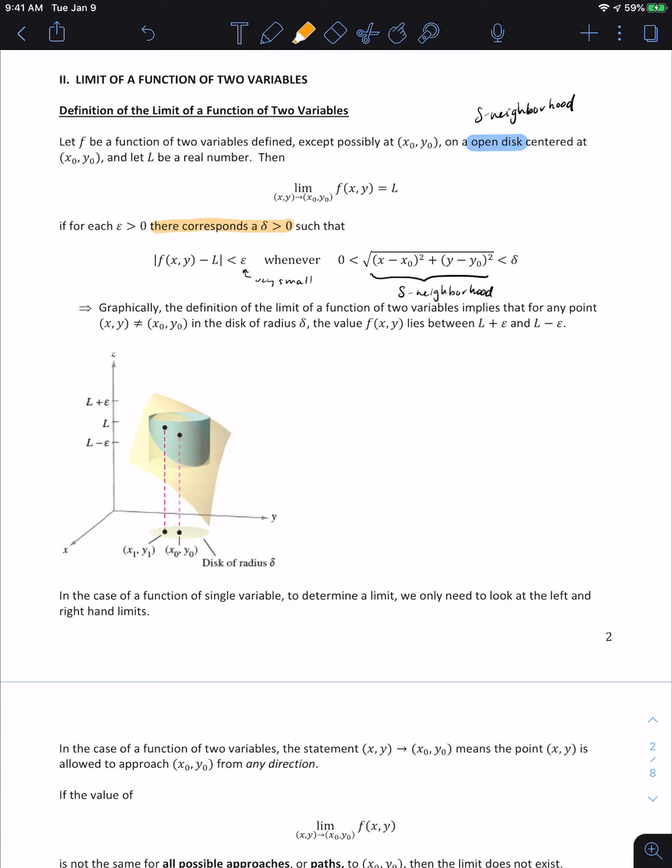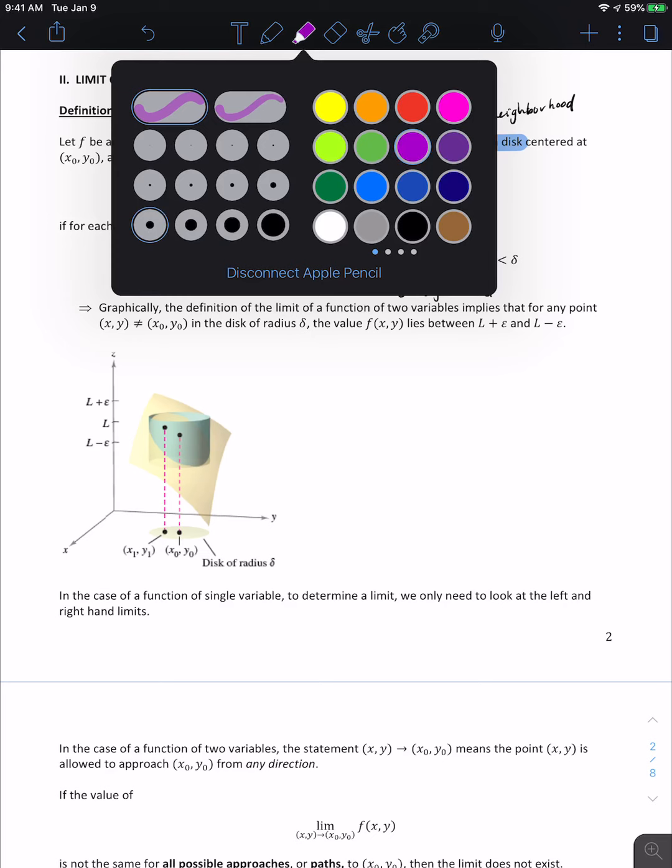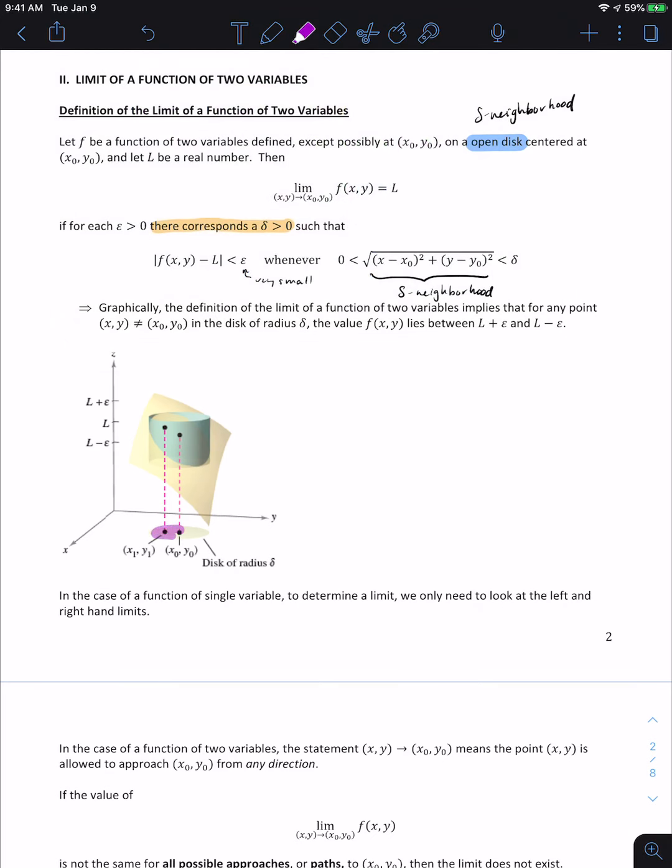So graphically, the definition of a limit of a function of two variables implies that for any point (x, y) that's not equal to the point we're focused on, (x naught, y naught), in the disk of radius delta, the value of f of x lies between L plus epsilon and L minus epsilon. So here's the idea. Maybe this will help visualize a little bit. Remember, in the x and y plane down here, this is where our domain is, right? And so we have this disk right here. This is our delta neighborhood, our disk of radius delta.